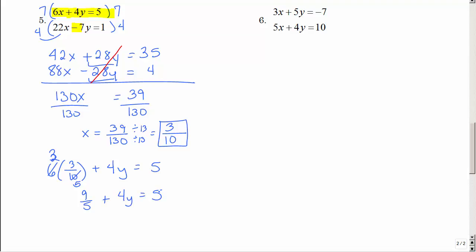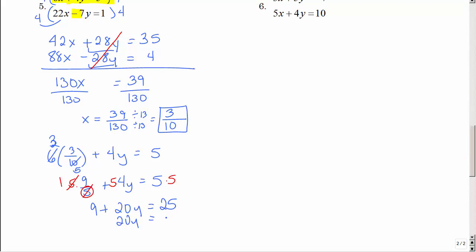Now at this point I could subtract 9/5, find a common denominator and all of that, but how have we learned? Can we get rid of those fractions? Yes. Multiply everything by the common denominator, and we only have one. So we have 9 plus 20y equals to 25.